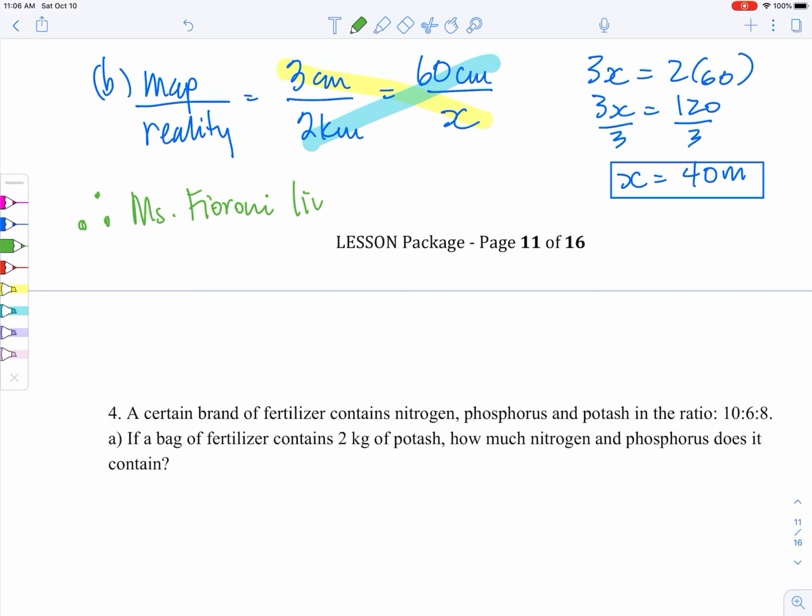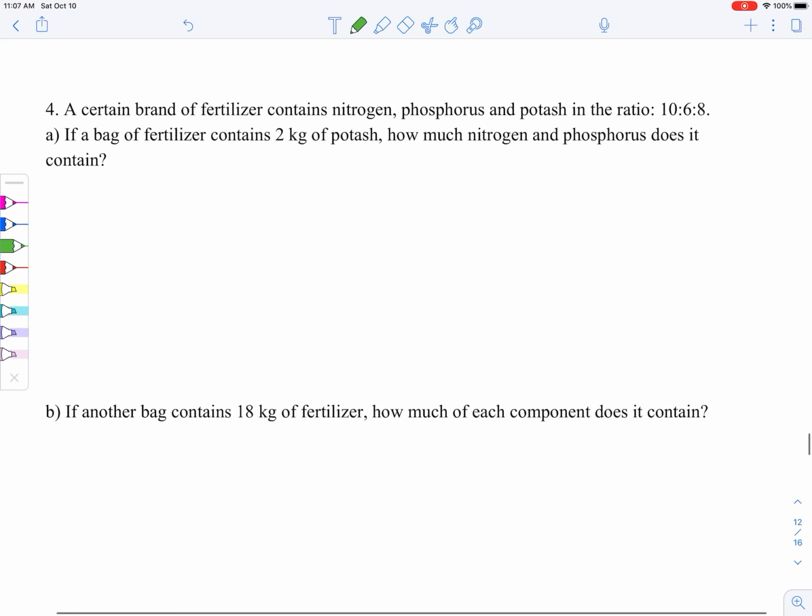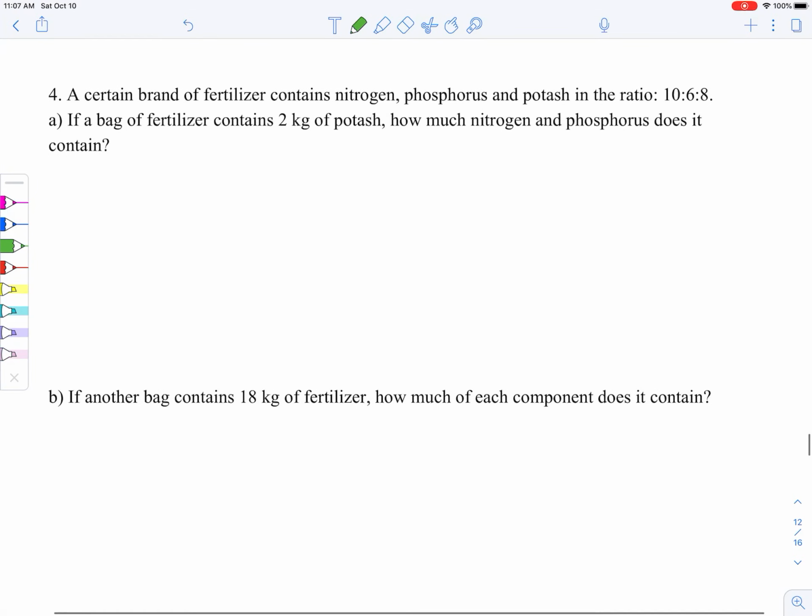Fioroni lives 40 kilometers from school. She lives way closer than that, but we just used it as her name since she's that other math teacher.